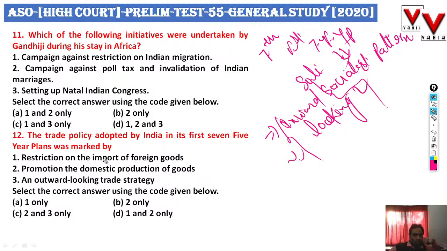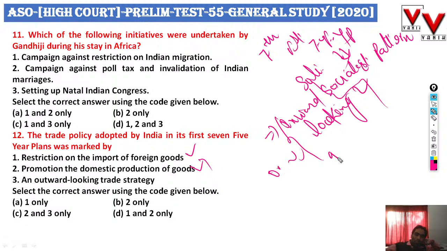So that means restriction, and for that there was restriction on import of foreign goods. That is right. Promotion of domestic production of goods, this is also right. For that self-sufficiency, they wanted more and more domestic production. Whether it happened or not is altogether different, but that was the policy of inward looking trade.